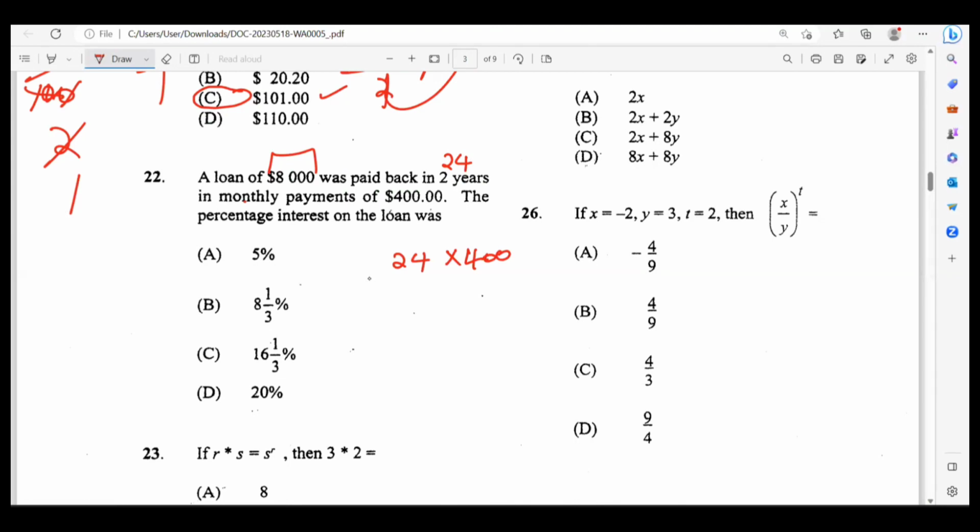So that means the person actually paid back 9,600. Now, you want to know what the interest on that loan is. You take away what you got the loan for. So there is a 1,600 extra. That's the interest.